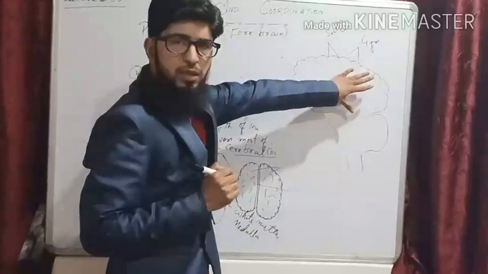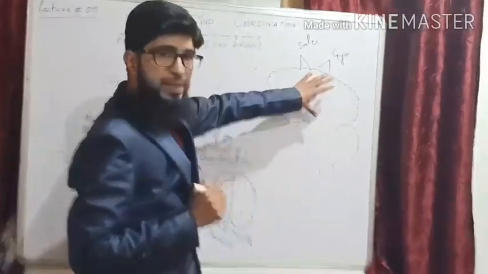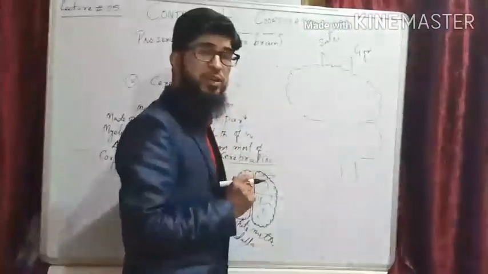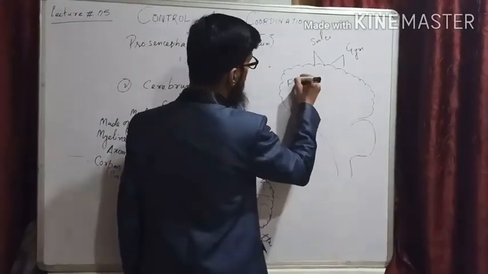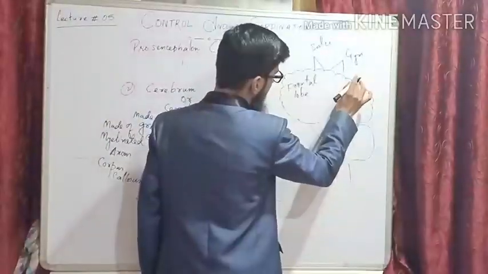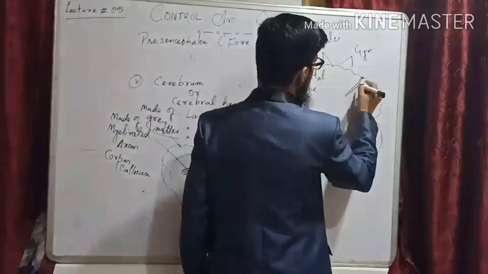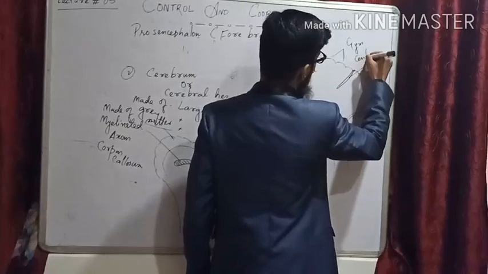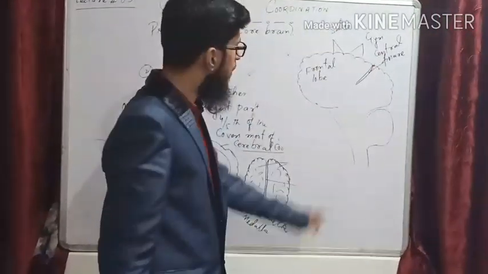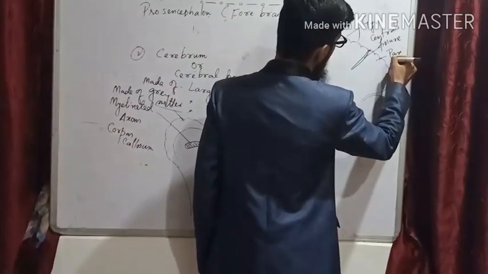Now, both the hemispheres of the cerebrum are divided into some other lobes. Each hemisphere is divided into 4 lobes. One is the frontal lobe. There is a deep fissure which divides the frontal lobe from other parts. So this is the central fissure which divides the frontal lobe from the next one. And what is this lobe called? It is the parietal lobe.